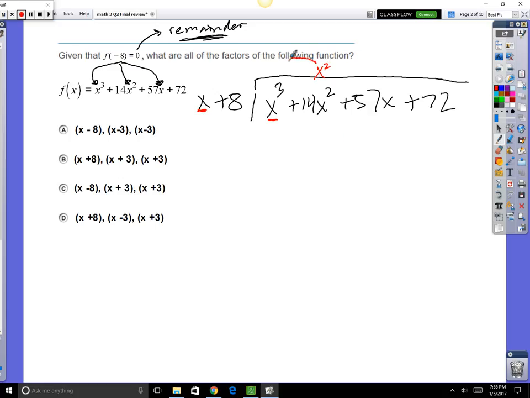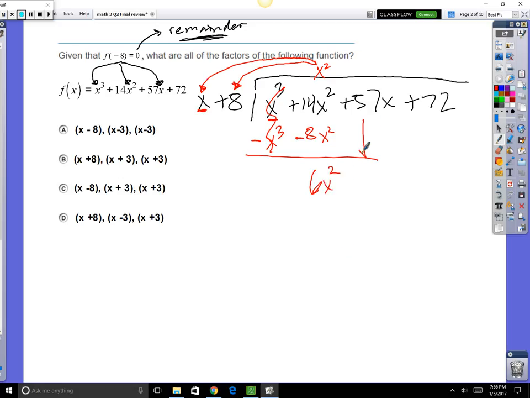Okay, now I have to distribute. I times the x squared by the x, and that gives me x cubed. Times the x squared by the 8, that gives me 8x squared. Now your move is to subtract. You subtract that, and you subtract that. So these will zero out, and 14x squared take away 8x squared should give you 6x squared.